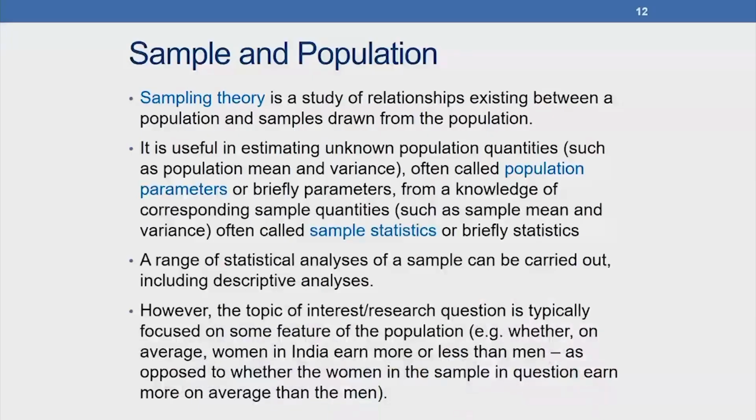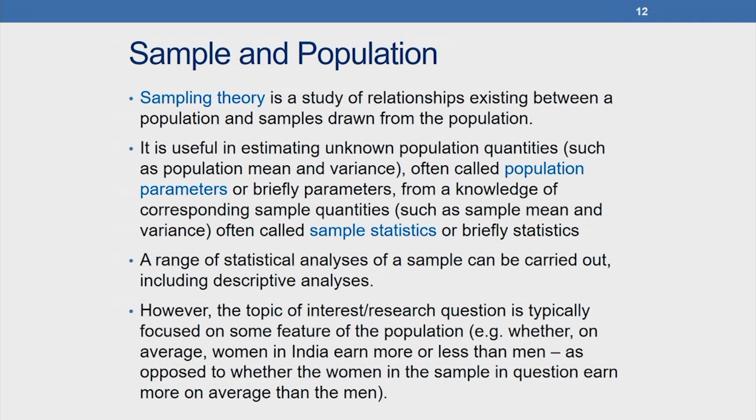So, just to summarize this discussion that we have had, I will just read out the whole slide for you. Sampling theory is a study of relationships existing between a population and samples drawn from the population, number 1. Number 2, what are population parameters? Population parameters are useful in estimating unknown population quantities such as population mean and variance.